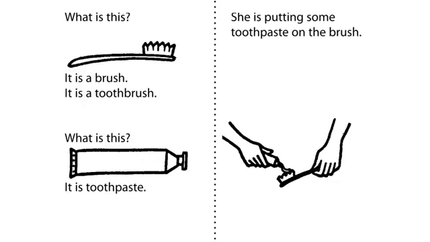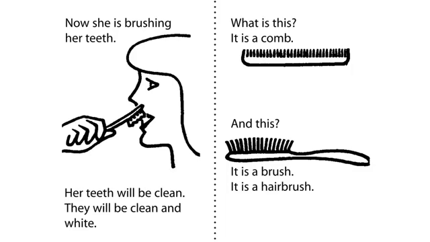What is this? It is a brush. It is a toothbrush. What is this? It is toothpaste. She is putting some toothpaste on the brush. Now she is brushing her teeth. Her teeth will be clean. They will be clean and white.